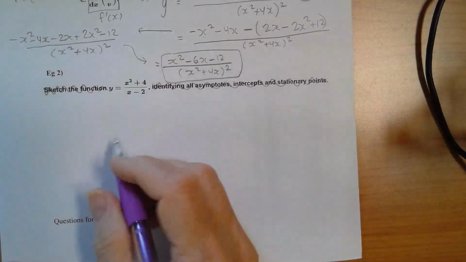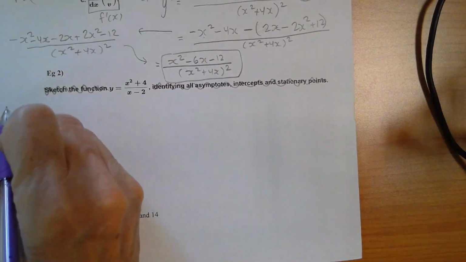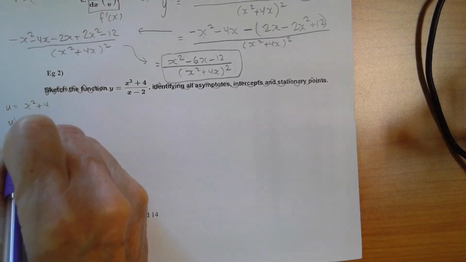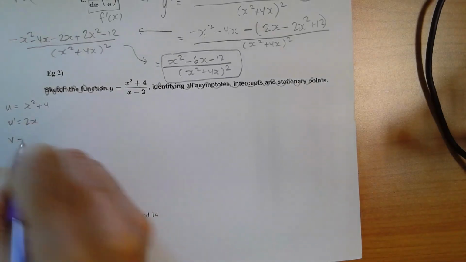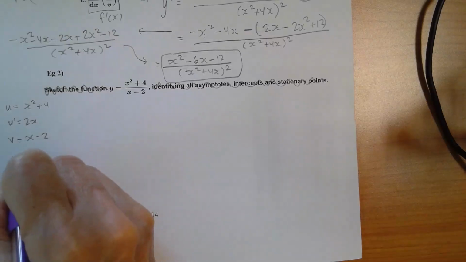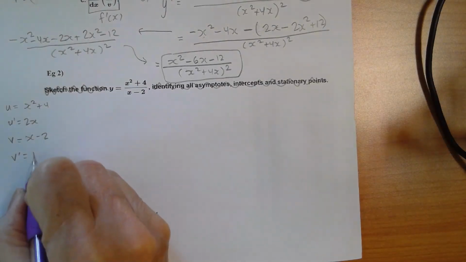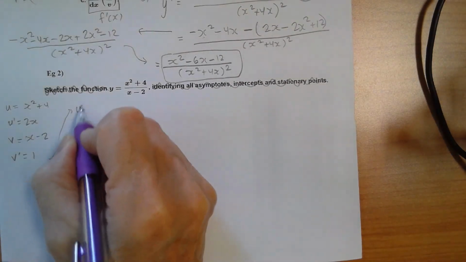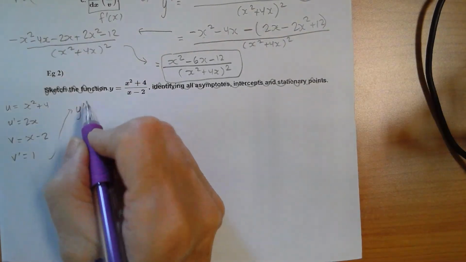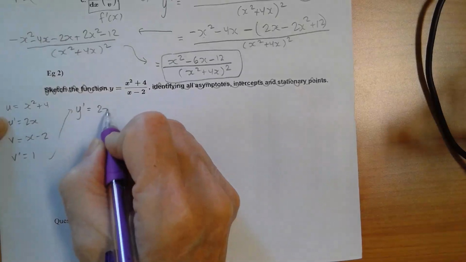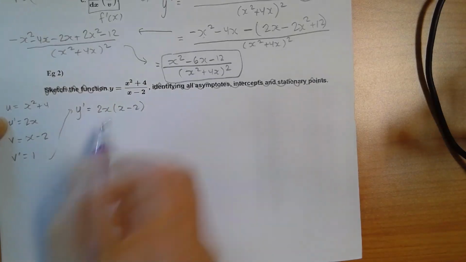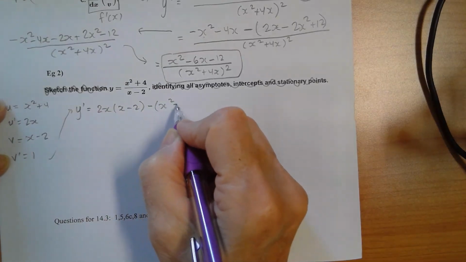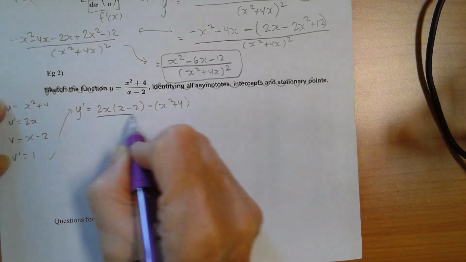To figure out the stationary points, I know I have to take the derivative and set it equal to 0. So I say u equals x squared plus 4, u dash equals 2x, v equals x minus 2, and v dash equals 1. And now I'm going to move up here, and I go, okay, y dash, or dy/dx, if I was better, would go u dash v, 2x times, remember to bracket if it's a sum or a difference, minus these two, all over this.